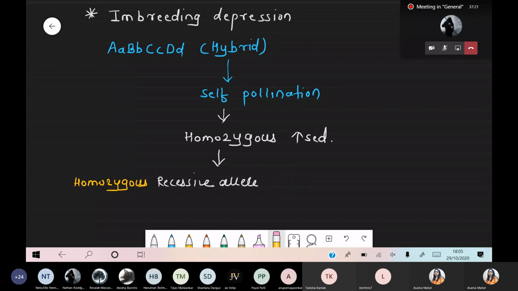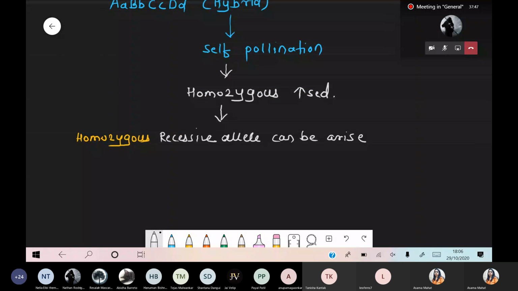It had disappeared due to hybrid vigor. But now what happened? If you are continuously performing selfing, that is self-pollination, homozygosity will increase, right? If homozygosity is increased, ultimately that homozygous recessive allele which was hidden earlier might arise. It can arise.